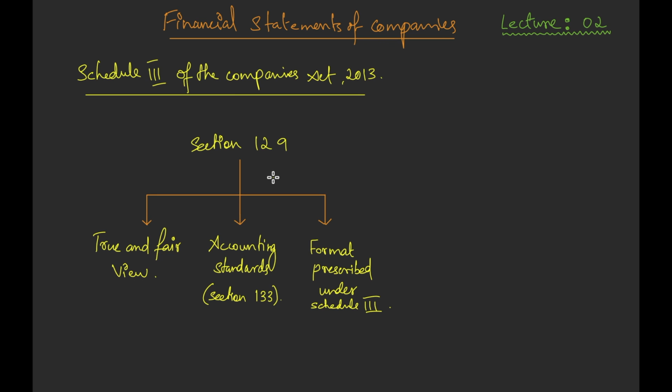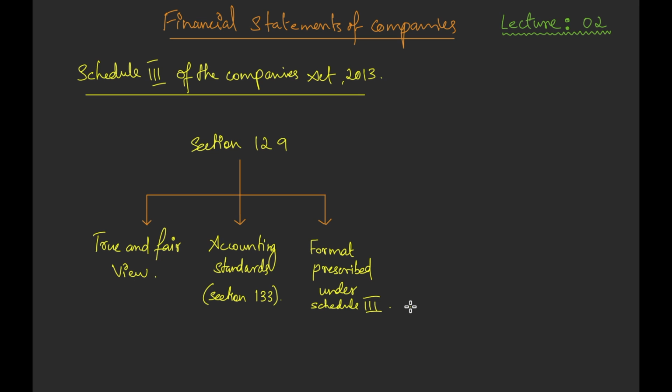That is, financial statements of companies should give a true and fair view of the state of affairs of the companies, and they should comply with accounting standards notified under Section 133. And the format of the balance sheets and the profit and loss account of companies should be the format prescribed under Schedule 3 of the Companies Act 2013.